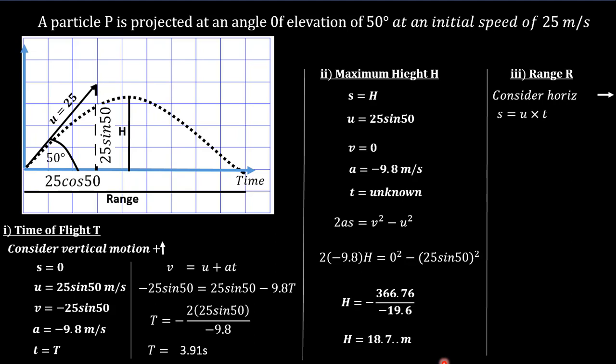Now students, for the horizontal motion, we have to consider the horizontal component of the initial velocity, that is going to be 25 cos of theta, and time is the time that the body has taken from its initial point till the end point, and that is the time of flight. So the time is going to be 3.91. So let's substitute the values. s is going to be r, u is going to be 25 cos 50, and time t is going to be 3.91. So substituting the values, we are going to get r equals 74.88 meters. And this brings us to the end of today's tutorial.